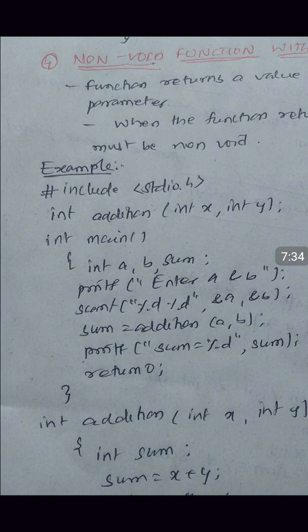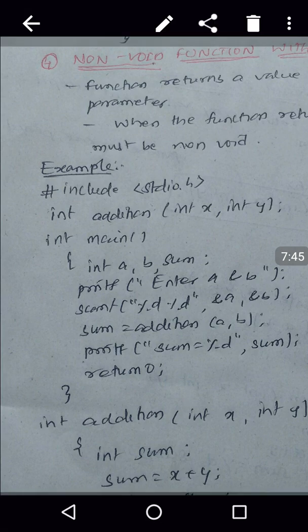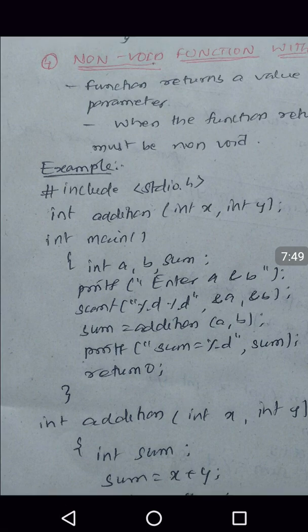We have four classifications. One is a function that does not accept any parameter and also does not return any data type. The second is a function that accepts data but does not return anything. The third category is a function that does not accept any data but has a return type. And the last one accepts parameters and also returns the sum value.